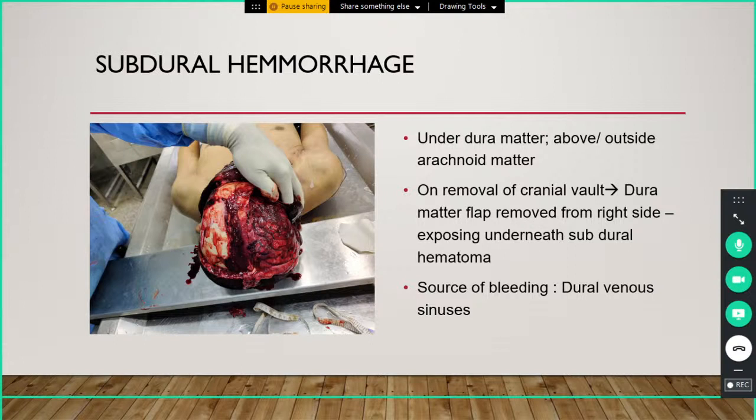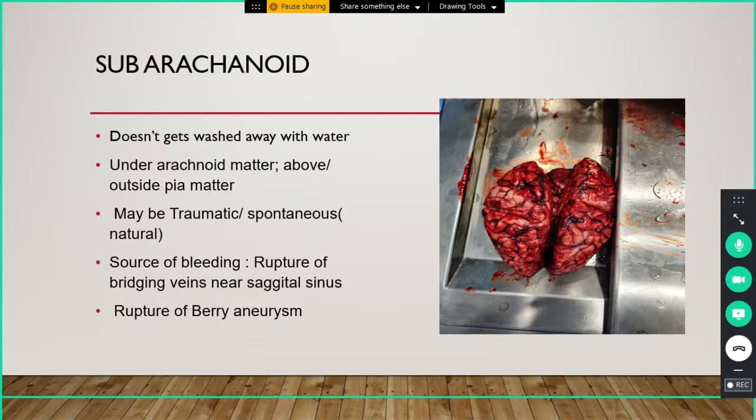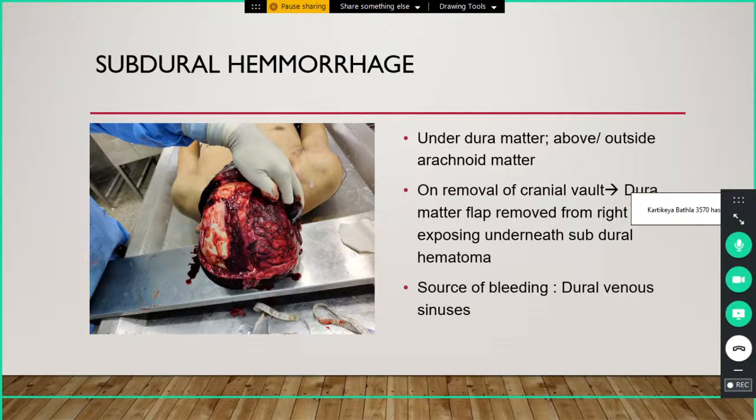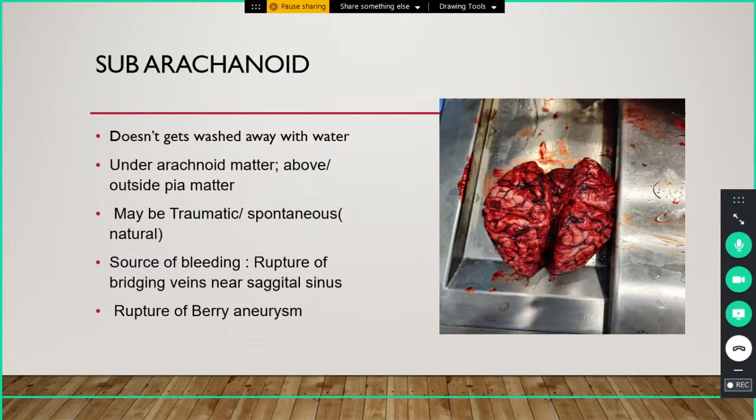Now, how will you differentiate between subdural and subarachnoid? This is subarachnoid hemorrhage. We will wash this part of brain with water. If the clot gets washed away, it was subdural. And if it doesn't get washed away, the blood clots inside the sulci and gyri you are seeing is called subarachnoid, which may be traumatic and spontaneous. Source of bleeding is rupture of bridging veins near sagittal sinus or rupture of berry aneurysm.